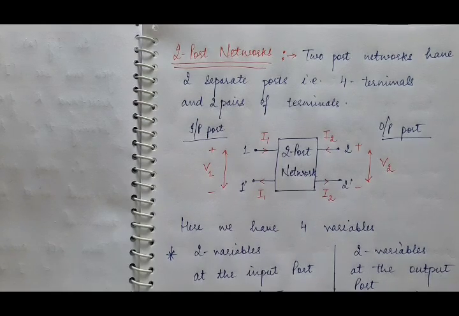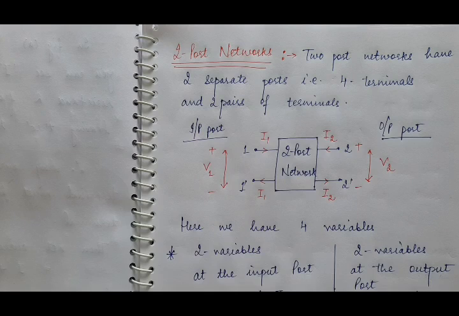Now we will move to the next type, which is in our syllabus, that is, two-port networks. So what are two-port networks? As we know, one port means two terminals, so two-port means four terminals. Two-port networks have two separate ports, which means these networks have a total of four terminals, or two pairs of terminals, out of which one pair is known as the input port and the other pair of terminals is known as the output port.